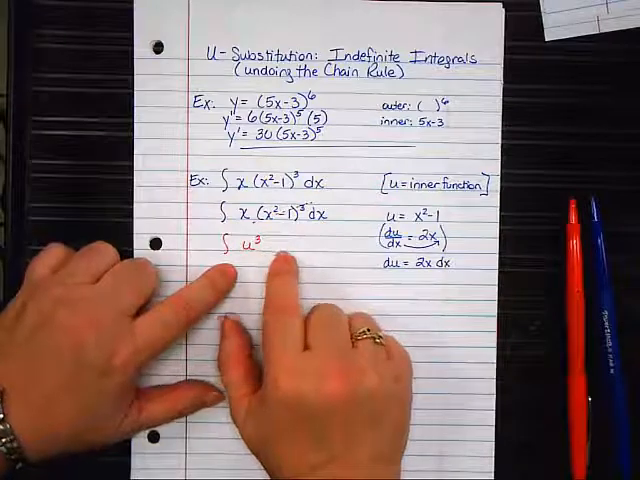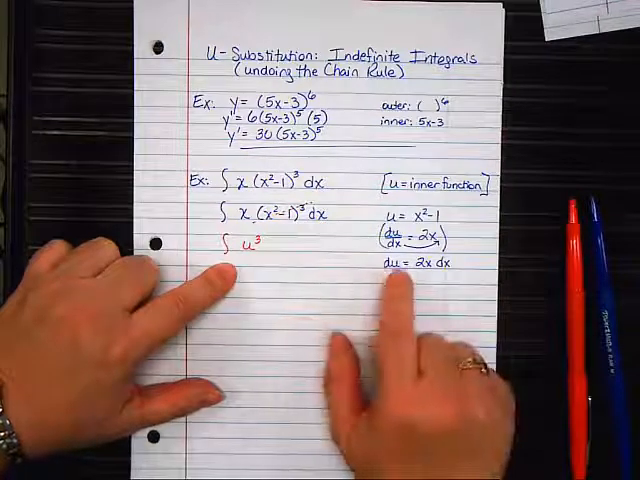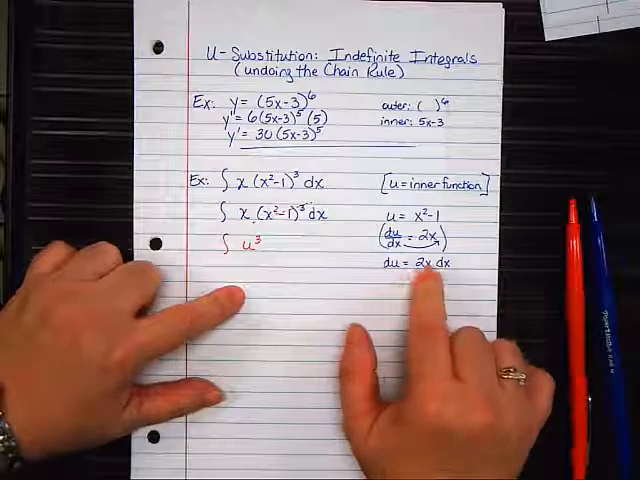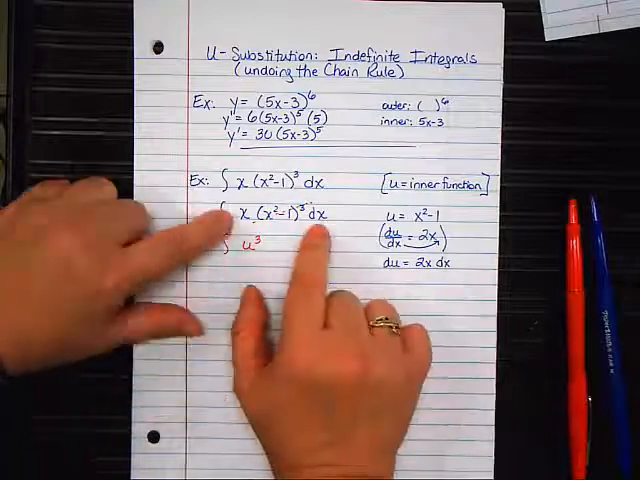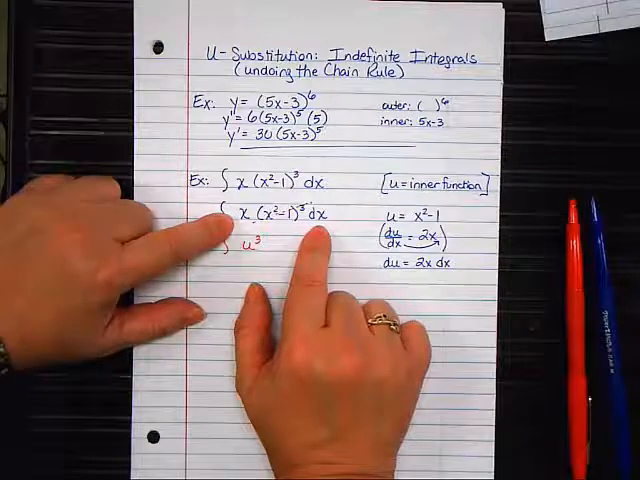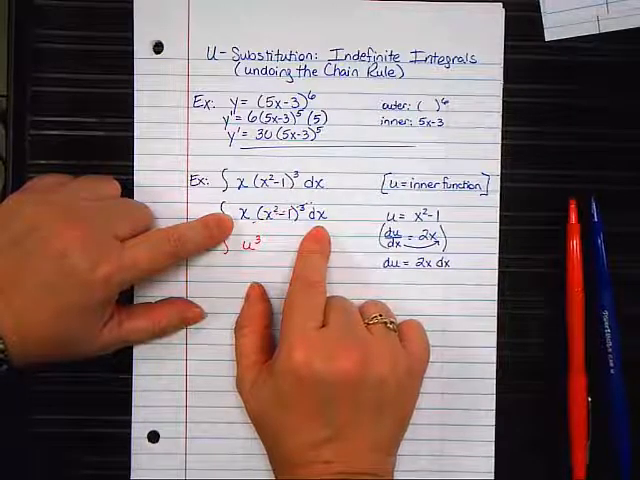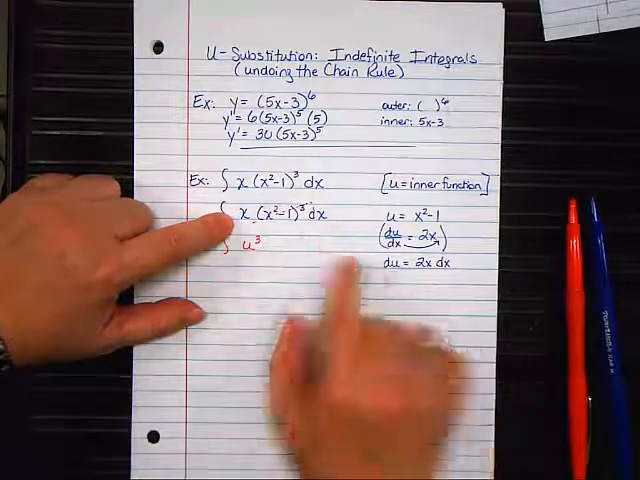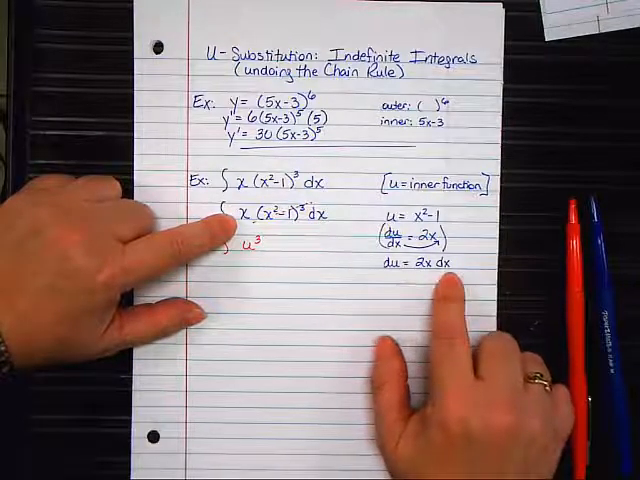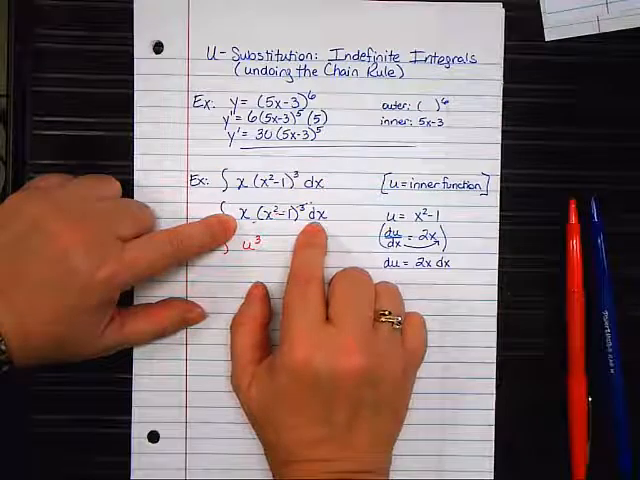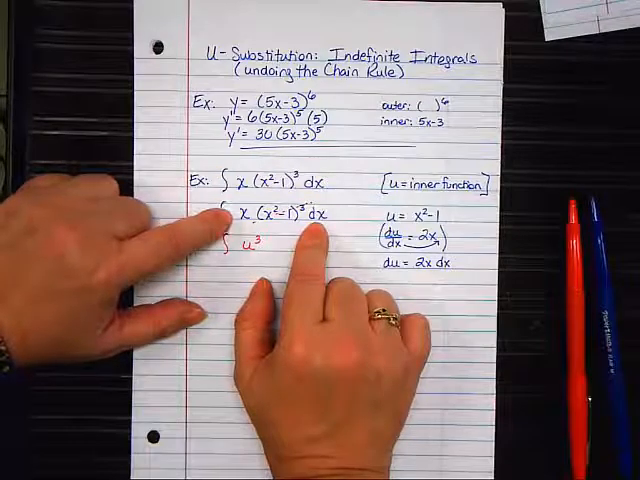Now, I need to have a du after that, okay? But over here it says the du has to be a 2 times an x times a dx. Now, what do I have in here? I have an x and a dx, but I don't have the 2. Do you see what I'm saying? In order to turn all of these leftovers into du, it has to match this. Okay? So what I'm going to do is I need a 2, don't I?